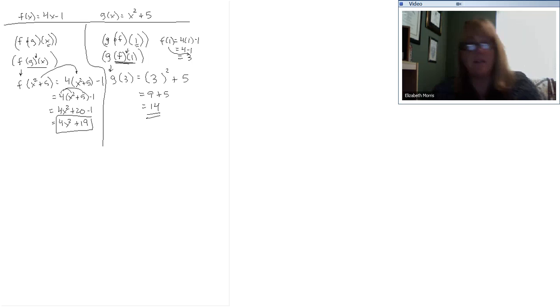All right, composite functions can be a little confusing, but I know you can get through them. Give it a try. That was 5.2 and 5.3.